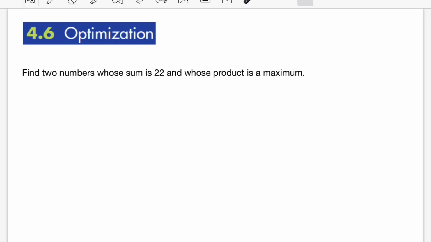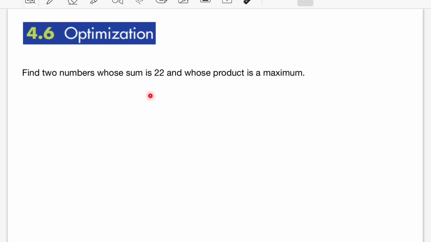In this video, we're going to go over section 4.6 from our textbook, which is on optimization. The techniques used to solve optimization problems are best illustrated through some examples, so we're just going to go through several examples in this video. First, we'll look at a simple word problem.